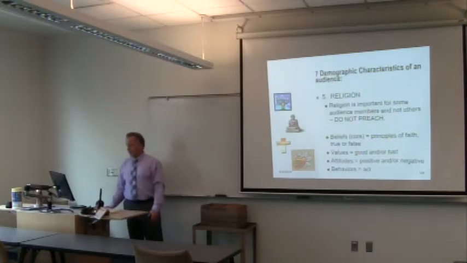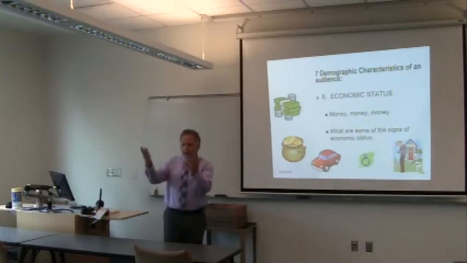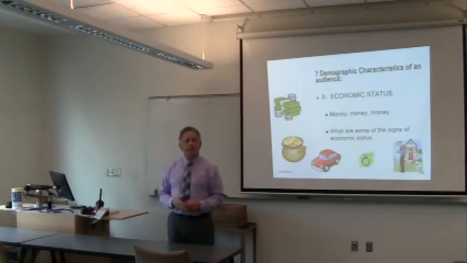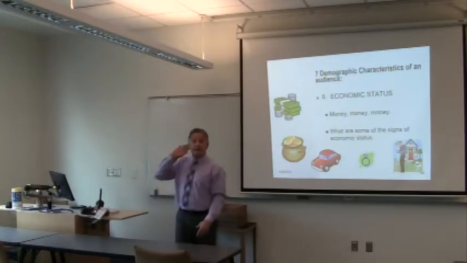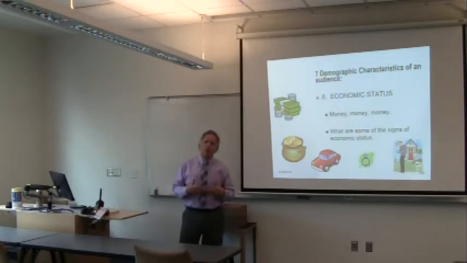Last, well, I should say next, is economic status. We look to, again, clothing, jewelry, accessories, maybe the car they drove in, maybe the neighborhood they live in, to get an idea for their socioeconomic background so that we can know what to ask of them and what to stay away from.